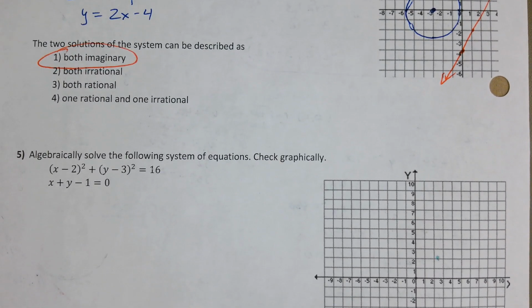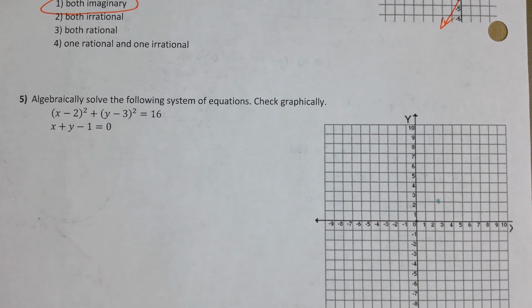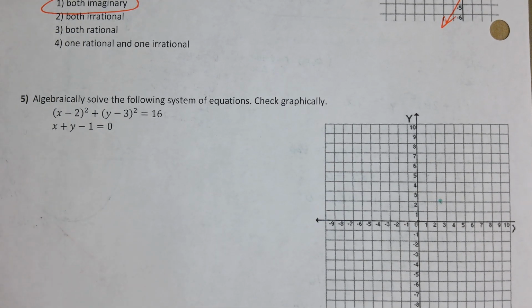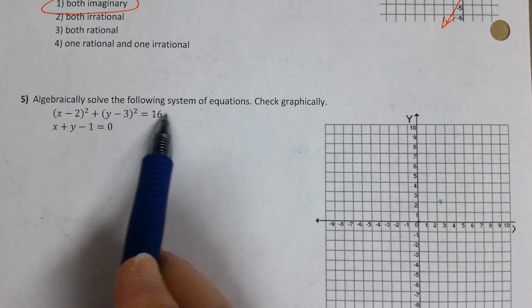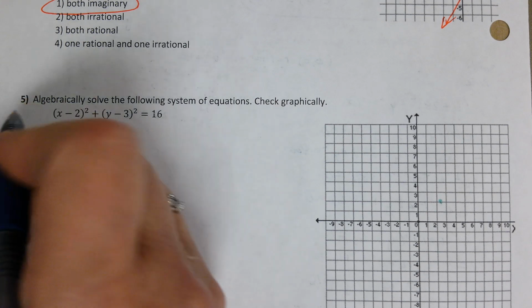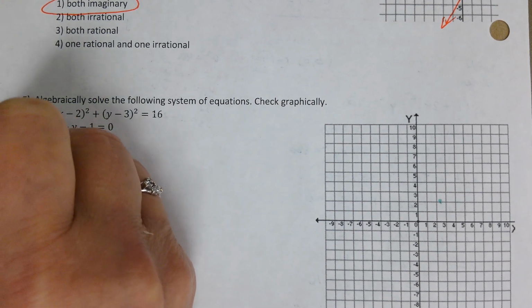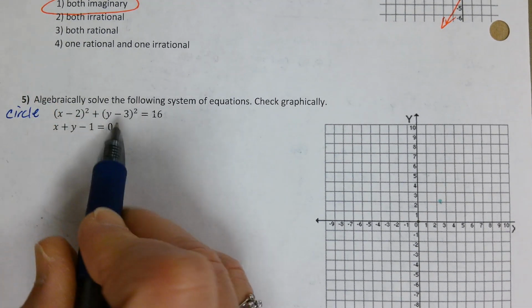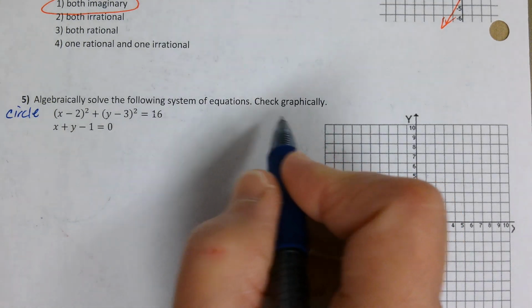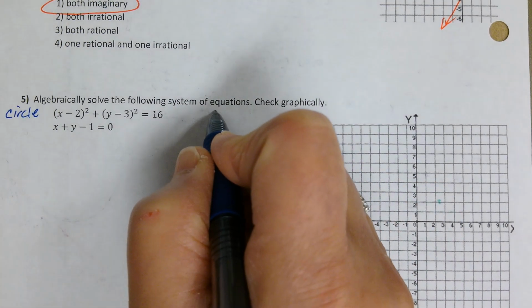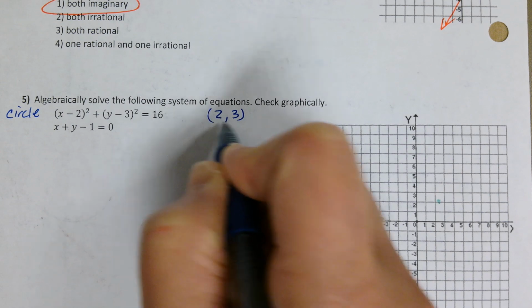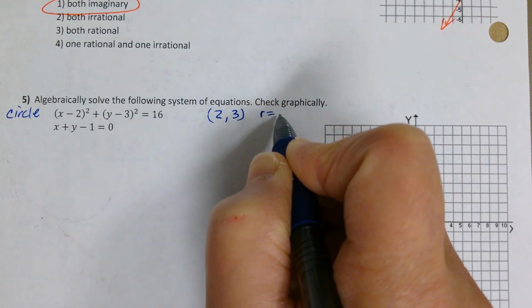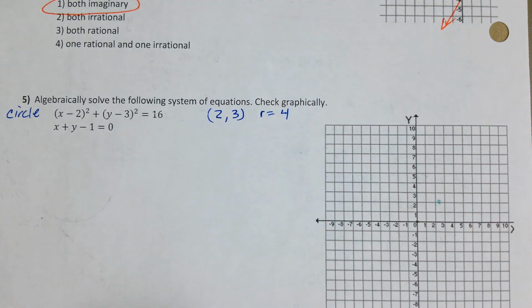Okay, and our last algebraic system, we're going to solve algebraically and then check graphically. Our first equation, our quadratic, is a circle. Might as well pull out the center and radius because we're going to check graphically. So the center is 2, 3, and the radius is the square root of 16, which is 4.